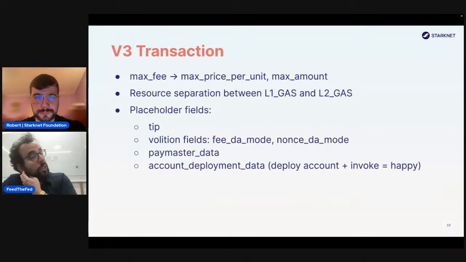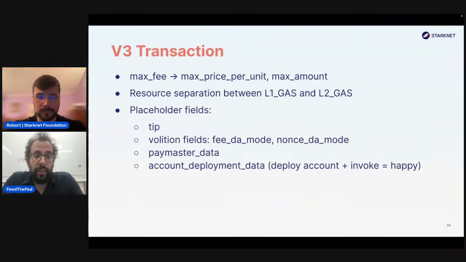Okay. In addition to L1 and L2 gas, we have a bunch of new fields. And these are all placeholders for features that we are going to add to the protocol in the upcoming versions. First of all, tip, critical for having a meaningful fee mechanism. Tip is the only way to express your desire to be included in a block more quickly than others. Max fee today does not give you this flexibility.